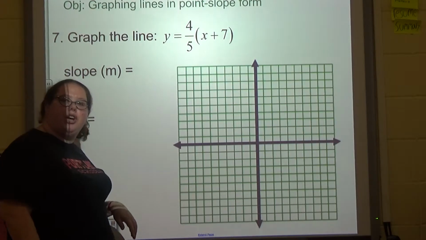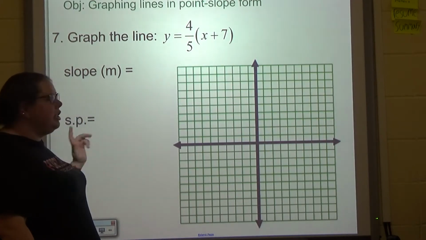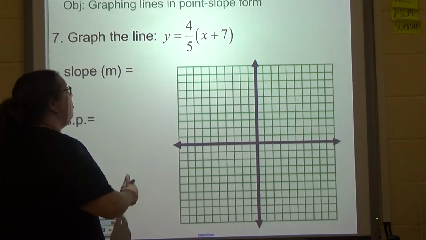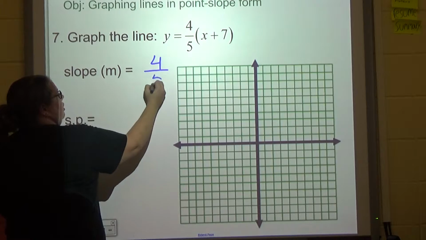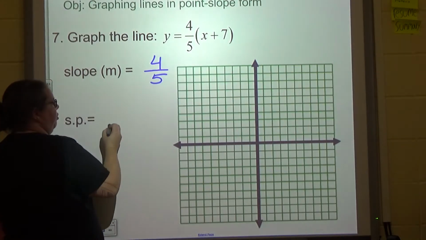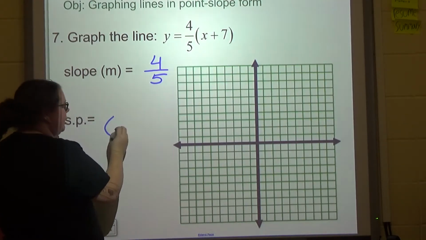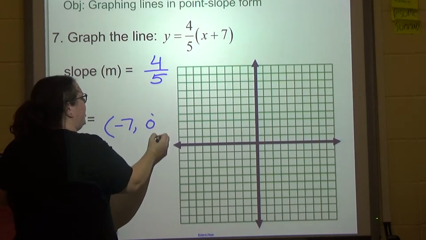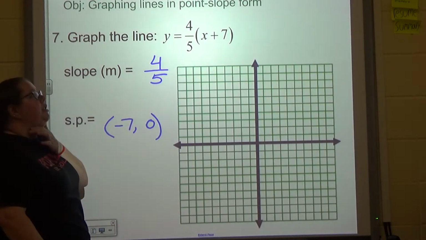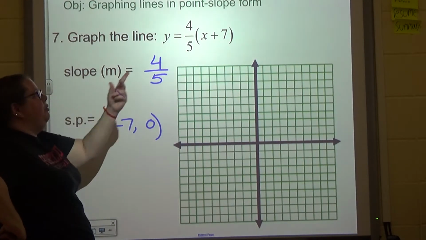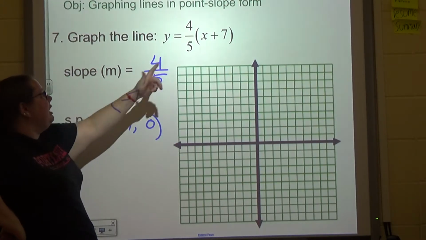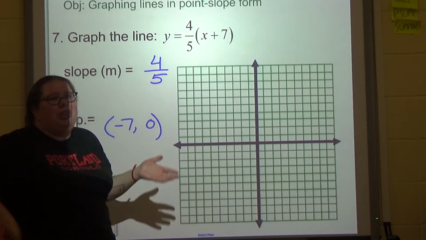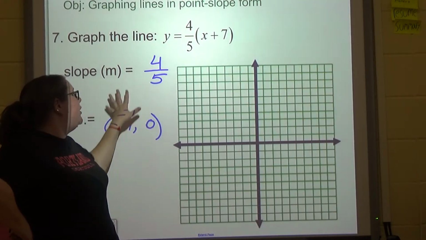All right, pause the video, try it on your own. All right, so this is like that last one we did when we were just identifying. My slope is 4/5. My starting point, change the sign on the inside, is -7, and I don't have anything on my y, so it's 0. Now, this is a good one. If you really wanted to distribute, you could, but would you really want to distribute this? Because if you distribute 4/5 to 7, you're going to get some nasty decimal, and we don't like decimals, right? We'd rather leave nice numbers.